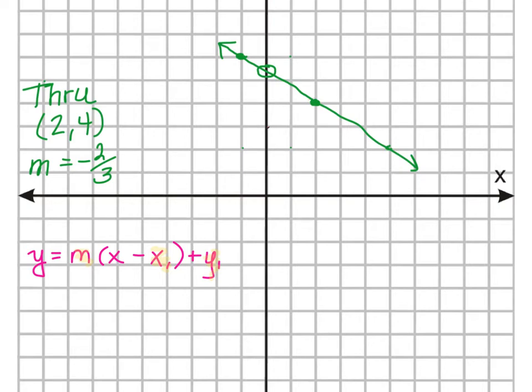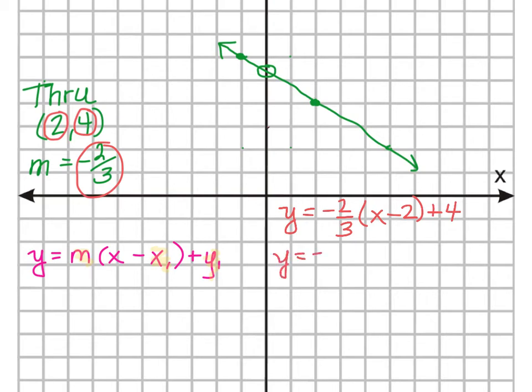All right, so that's going to take us to y equals our slope that we were given, negative 2/3. Again, that just came from the problem, times x minus the x that we were given, that 2, plus that y1, which was the y that we were given, plus 4. Just about done. All I need to do is distribute, combine some like terms, and I'm finished.